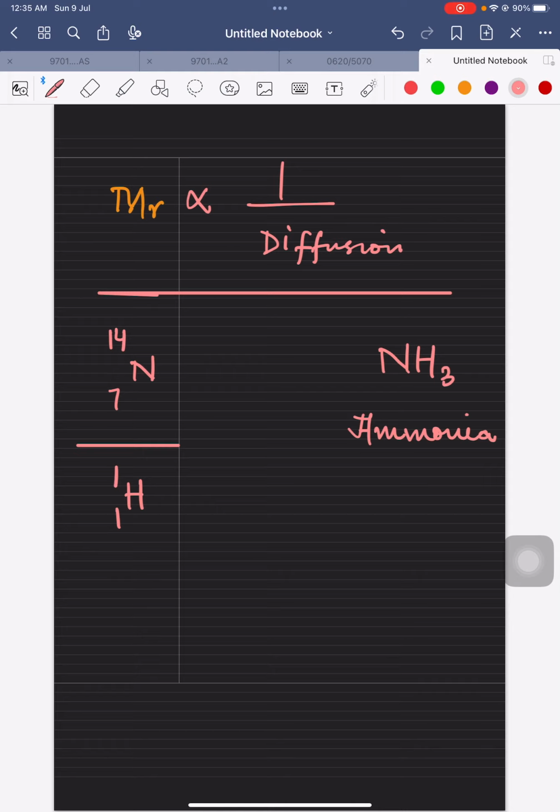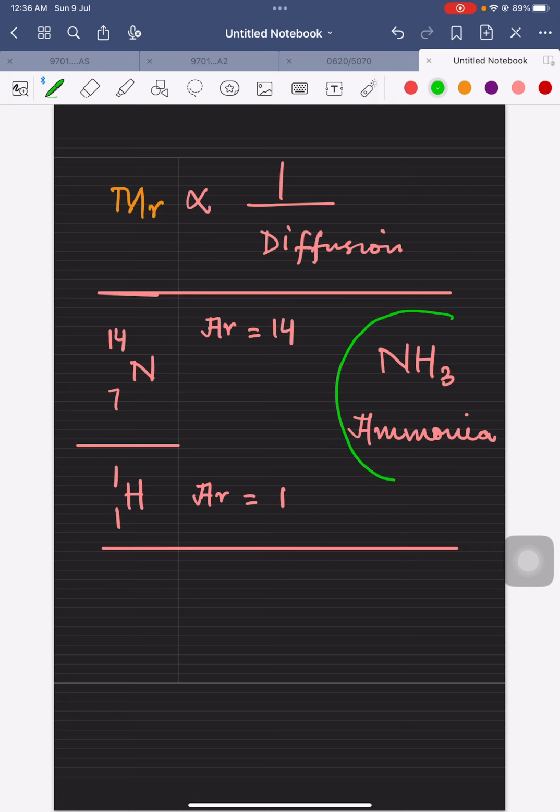Now, let's consider the atomic mass. I'm writing here Ar. Ar stands for relative atomic mass. What is Ar of nitrogen? It is 14. Whereas Ar of hydrogen is 1. Now we are going to calculate the Mr value for ammonia. The Mr value for ammonia will be like this, you can see it over here.